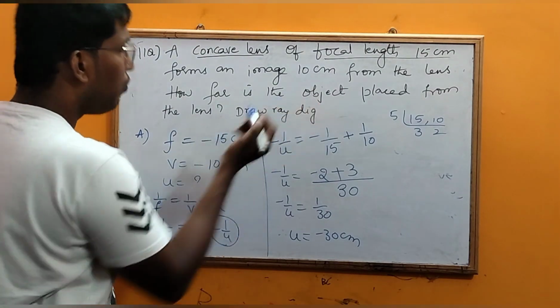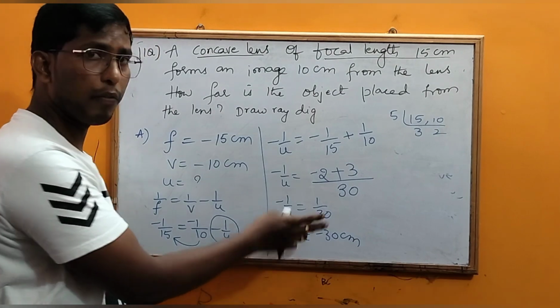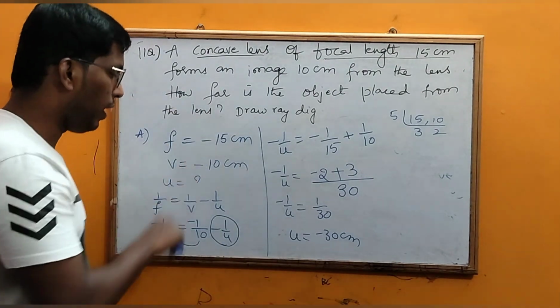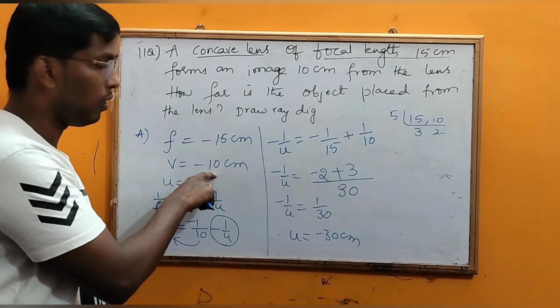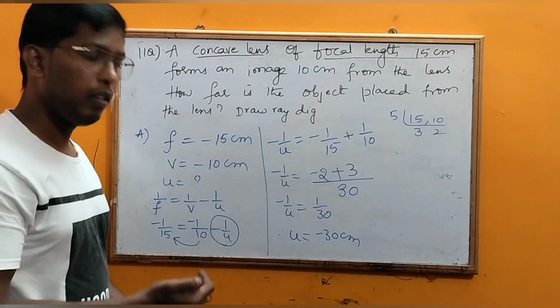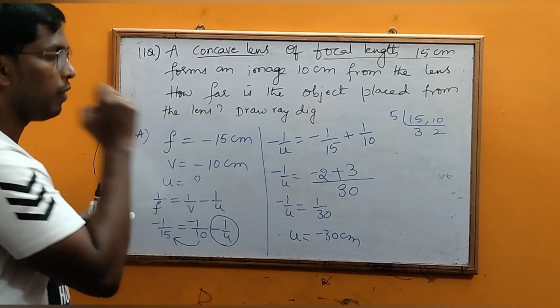Okay, so how far should the object be placed? The object should be placed 30 centimeter from the concave lens, so that we get the image at 10 centimeter from the lens. Okay, so using these values, we need to draw the ray diagram.